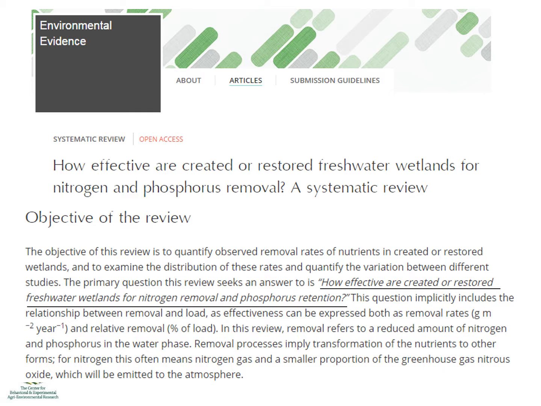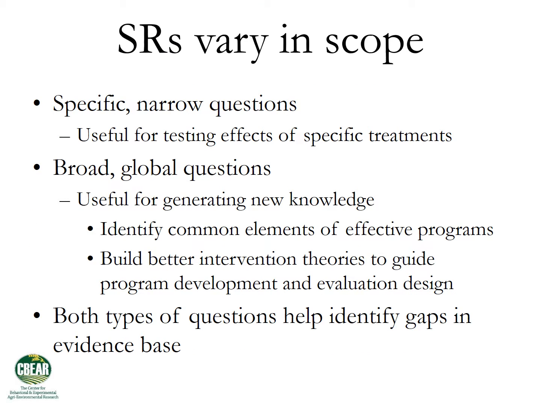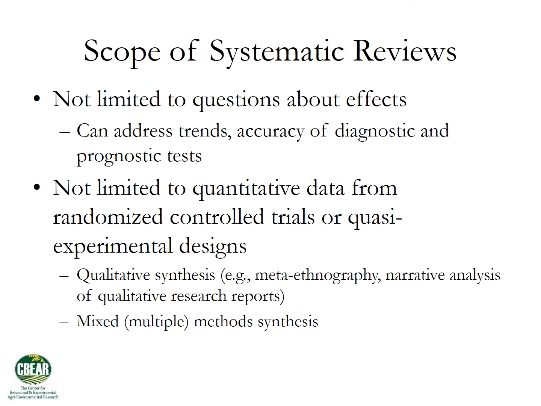There might be secondary questions, but the primary question is very specific and narrow. And that's useful for testing specific effects like we saw there. Some systematic reviews will have broader global questions like what's the role of participation in natural resource management, getting community participation in the process. Those are generally useful for generating new knowledge, identifying common elements of effective programs, building better intervention theories, which can then be tested out in the field through randomized controlled trials. And both types, whether they're specific narrow questions or broad global questions, help identify gaps in the evidence base.